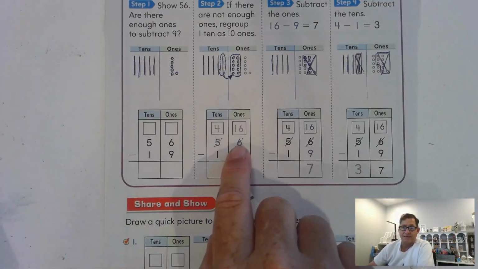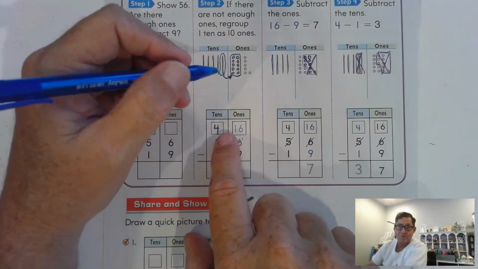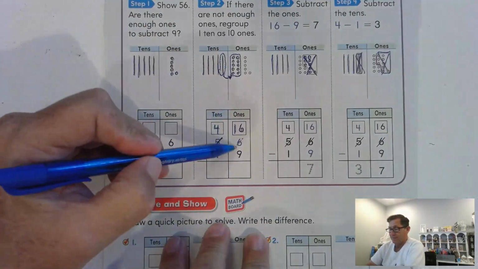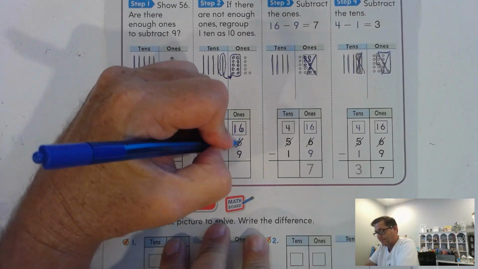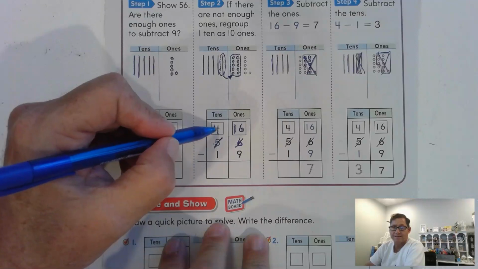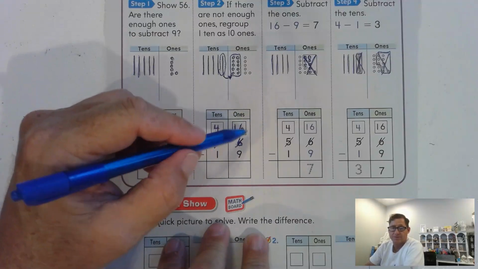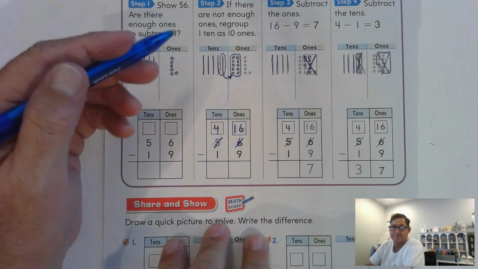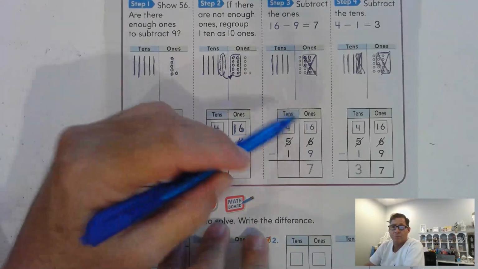We can't take 9 from 6, so we had to regroup, or trade one of the 10s for 10 ones. And that's how we get 16. 10 plus 6, 16. So we no longer have 6 ones, we now have 16. We no longer have 5 tens, we have 4 tens. These are equivalent, right? If you remember back to our very first lesson, our first chapter of the year, 40 plus 16 is 56. Remember there's different ways to write 56. So now we have 4 tens, 16 ones.